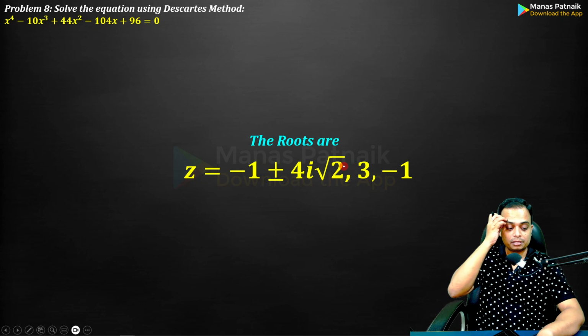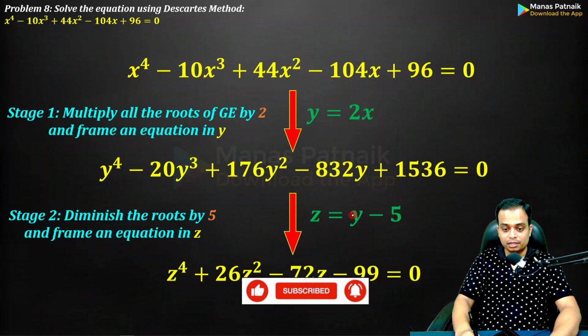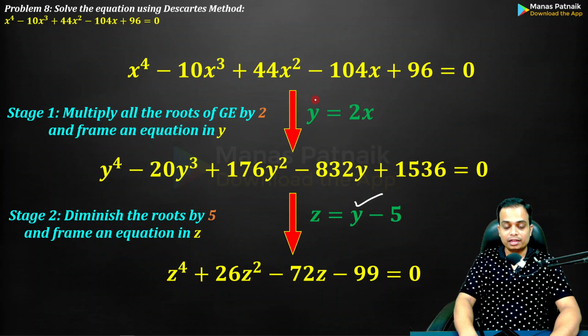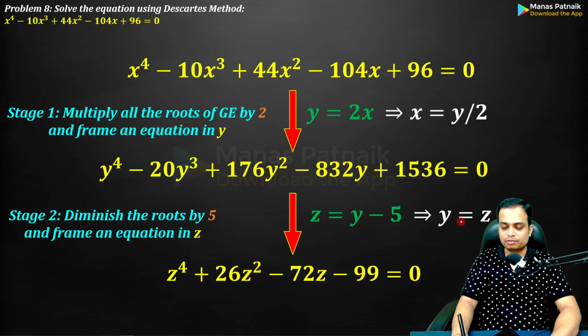Okay. No need to get happy. This is not the final result. This is just the value of Z that you've got. And from Z, you need to get the value of Y. And from Y, you need to get the value of X. How to do that? Let me rewrite these equations. Let's say X is equal to Y over 2 and Y is equal to Z plus 5, isn't it?